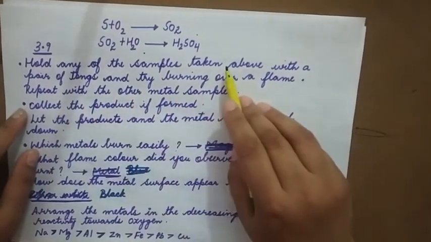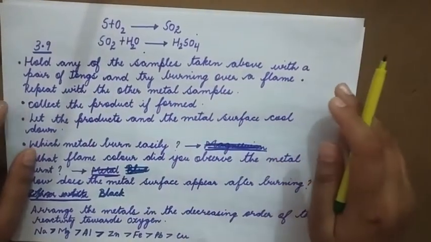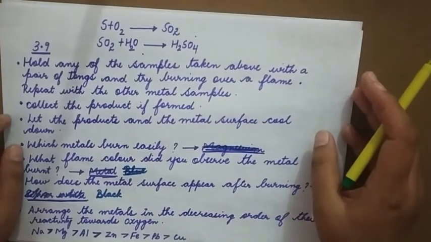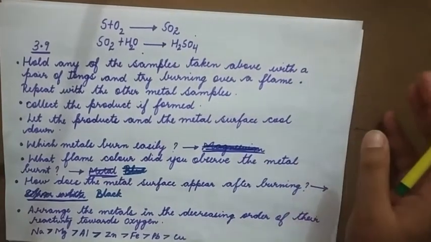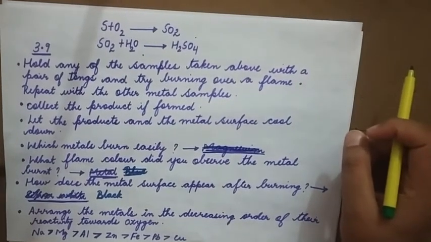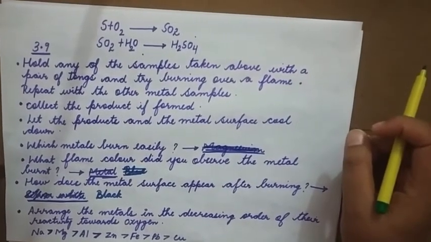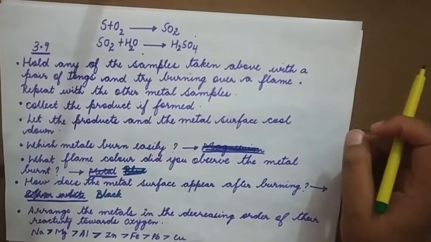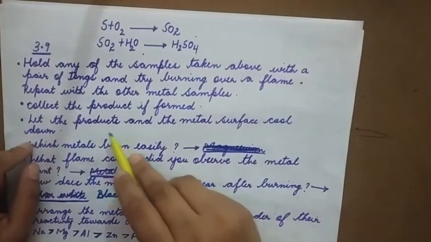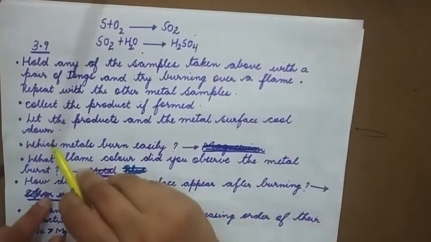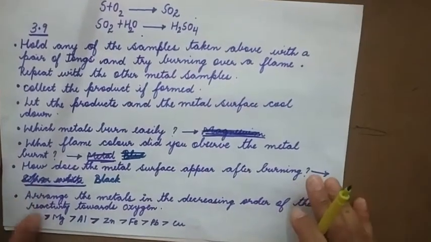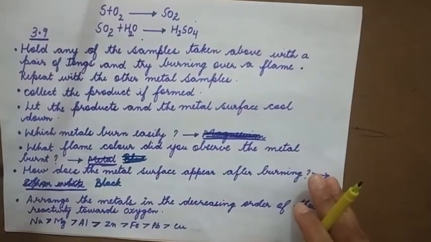Hold any of the samples taken above with a pair of tongs and try burning over a flame. Repeat with other metal samples. So you're taking a few metal samples and carrying out certain steps to see what the observation is and what is the result of it. Collect the product if formed. List the products and metal surfaces. Cool down. Let's see what are the things that we need to record while performing the experiment.